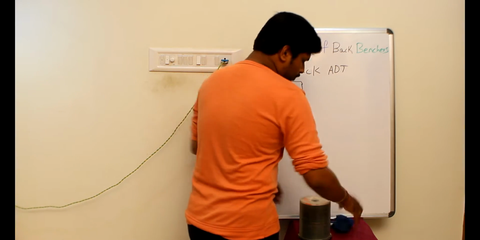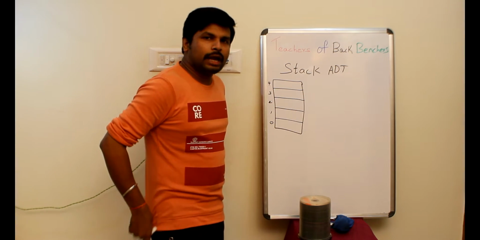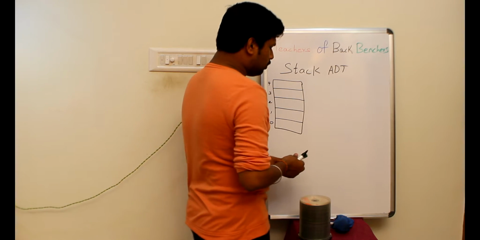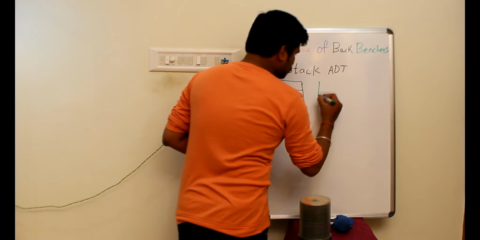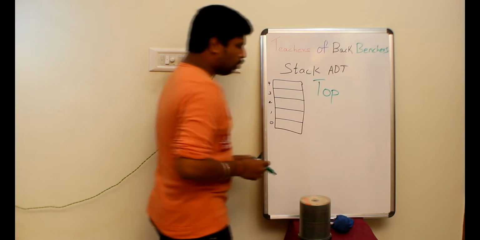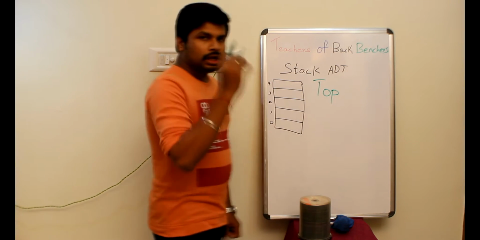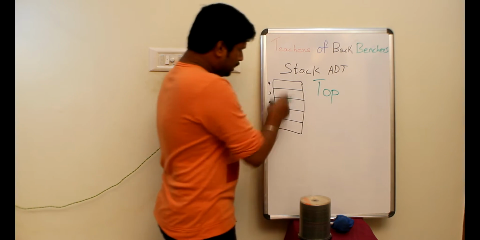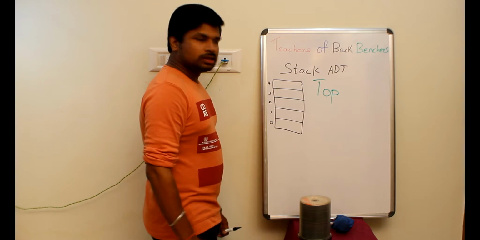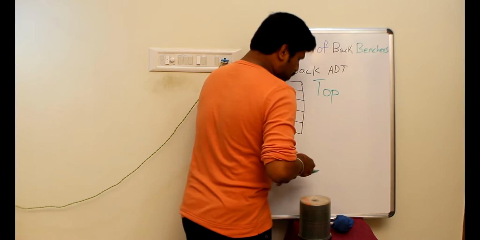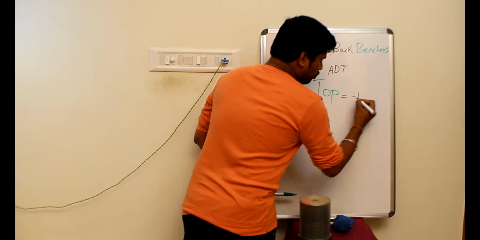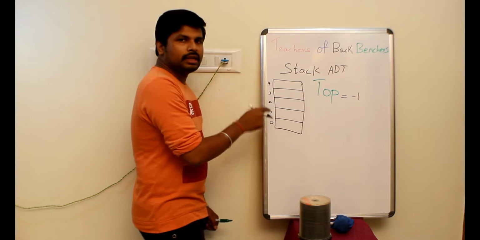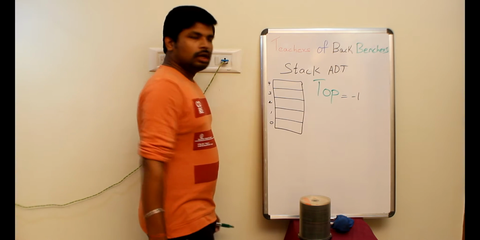Now, the next concept is push and pop. Before going to push and pop, we want to know a term called top, T-O-P. Now what is top? Top indicates the level of elements available in the stack. For example, if it is an empty stack and we don't have any elements, then top is equal to default value minus 1. Because if top is equal to 0, it indicates that there is one value available in the stack. So top is equal to minus 1.